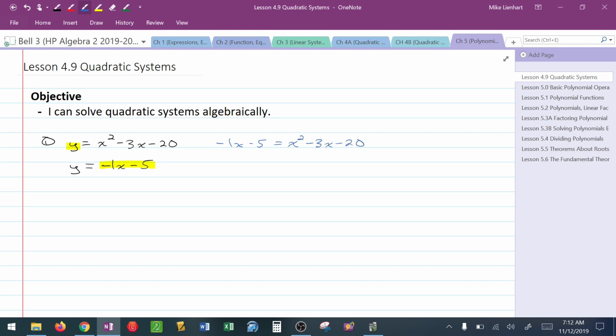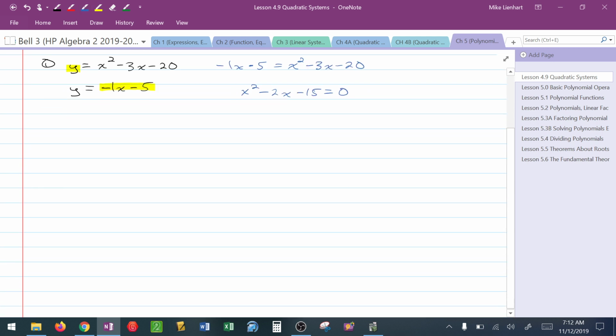I'm going to move the negative 1x and the negative 5 over to the other side because I noticed that the equation is quadratic, so I want to set it equal to 0. So I'm going to rewrite this as x squared. If I add that 1x, that would leave me with minus 2x. If I add the 5, that would leave me with minus 15 equals 0. So now I have a quadratic to solve.